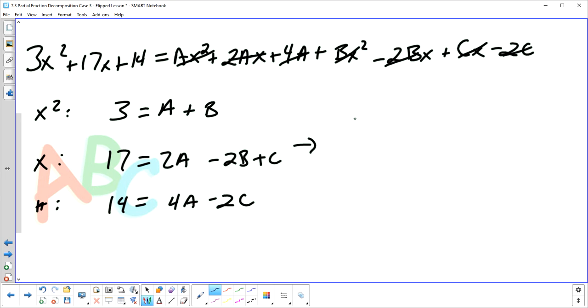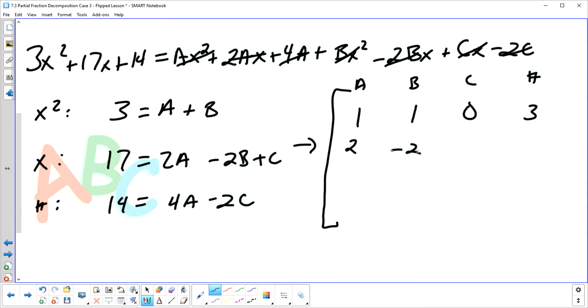And so I can create my matrix. Okay, now, also be careful here. We're going to have an a, b, and c column. So 1, 1, 0, and then also we have our constant column, which will be 3 here. And then we're going to have 2, negative 2, 1, and 17 for that second equation. Third equation, 4. Don't get caught up here. B is 0 because there is no b term. Negative 2 for c, and 14.